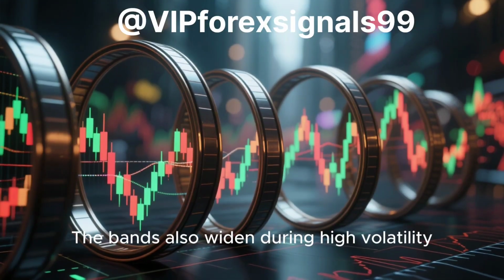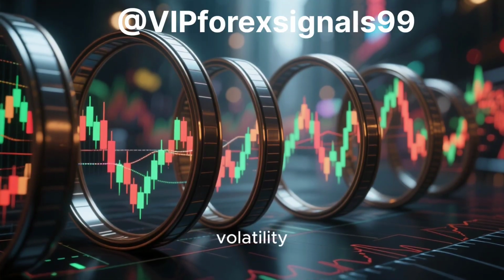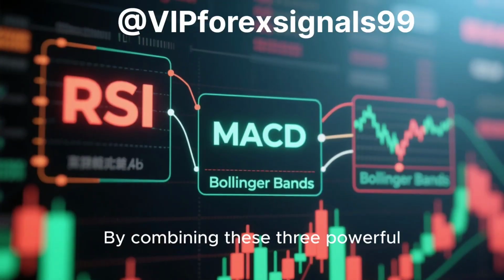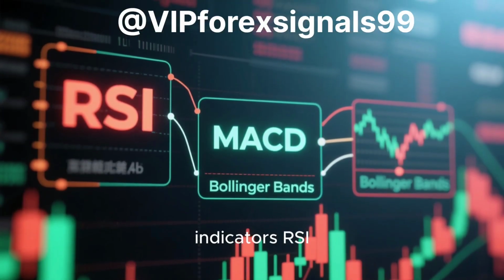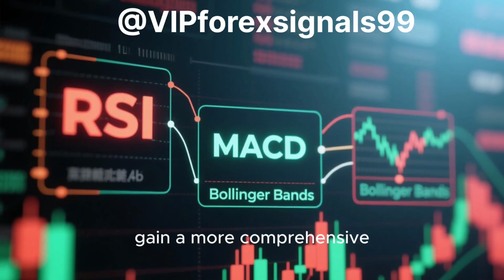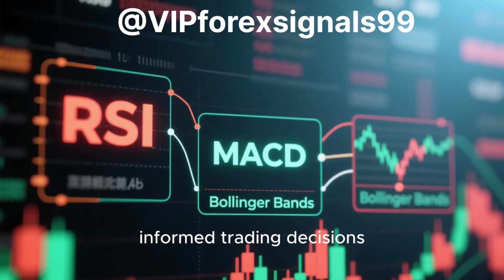The bands also widen during high volatility and contract during low volatility, helping you spot potential breakouts. By combining these three powerful indicators, RSI, MACD, and Bollinger Bands, you can gain a more comprehensive view of the market and make more informed trading decisions.